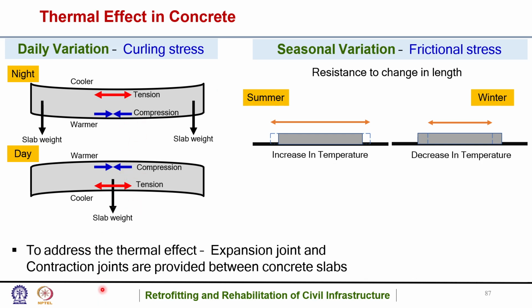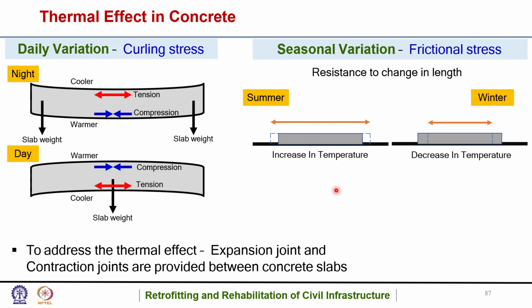Okay, so to address this, and also in the case of season, this is the daily variation. In the seasonal variation, there is resistance to change in length, which results in frictional stress. So if we consider this as the original length, during summer it will increase in its length. Okay, so delta t, alpha L delta.